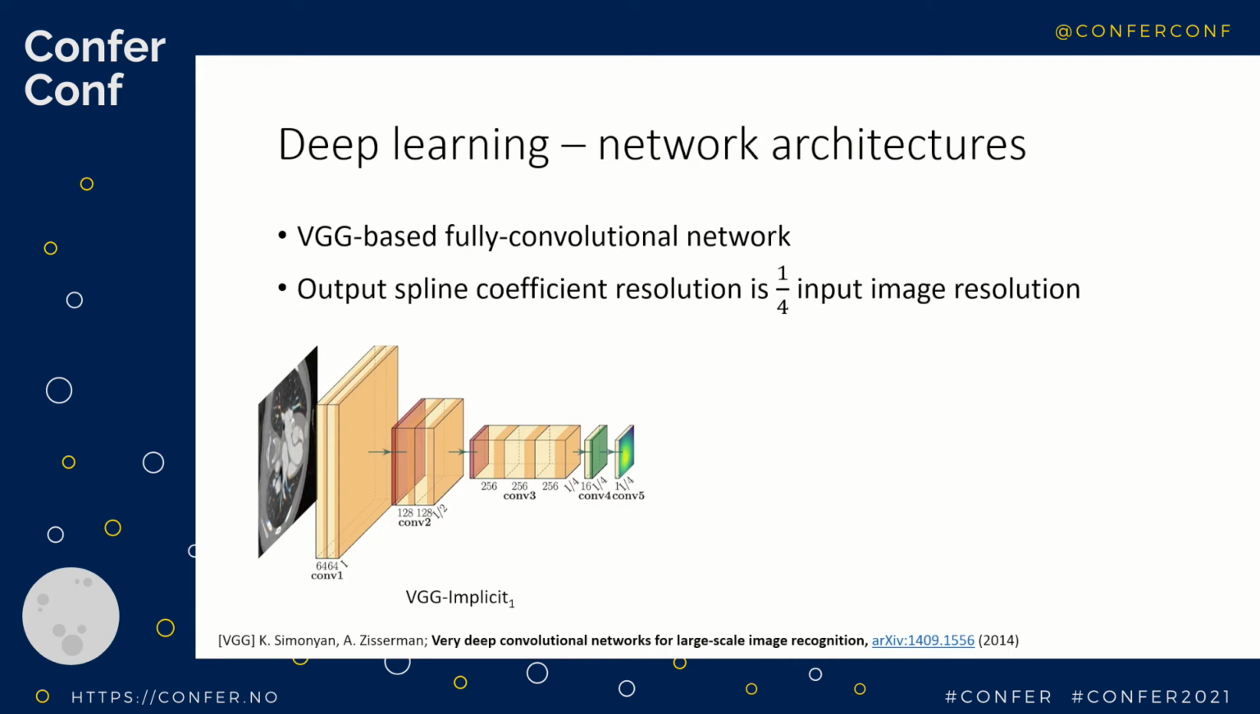So for those of you who have a background in machine learning, I'd just like to give a couple of details about our neural network architectures. If you do not have this background, just ignore this and just spend a minute in your happy place.